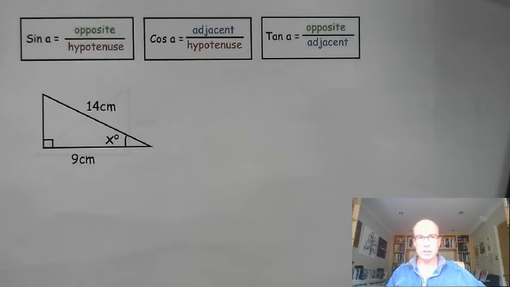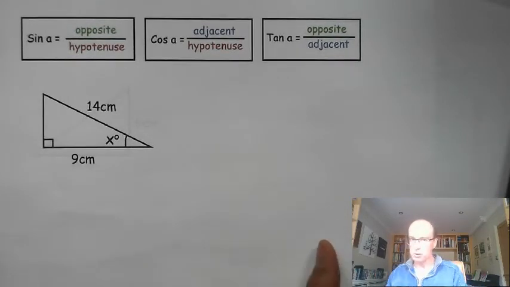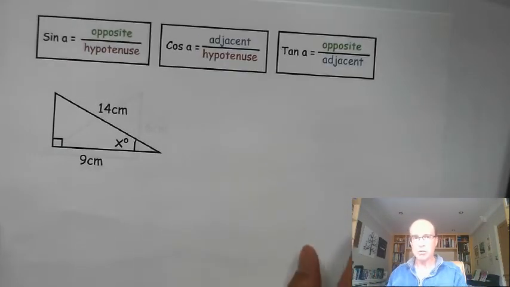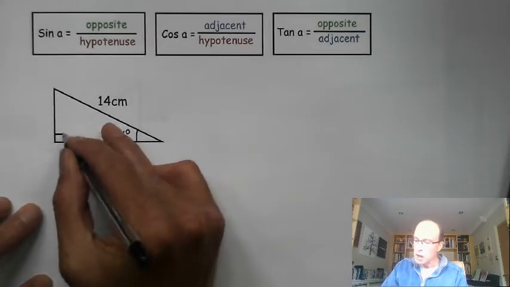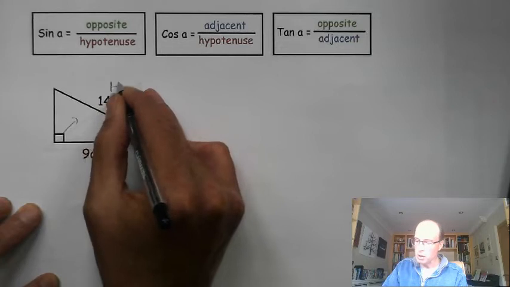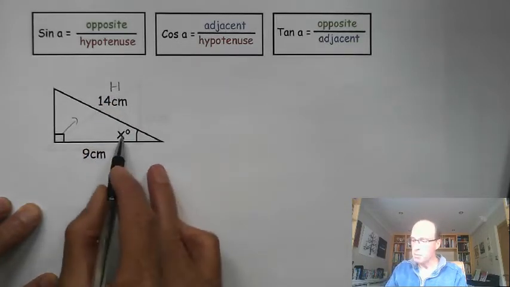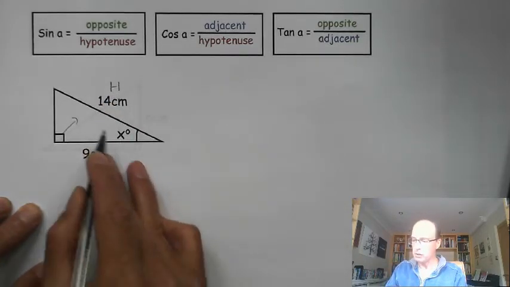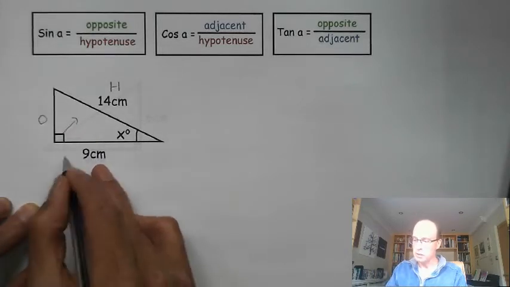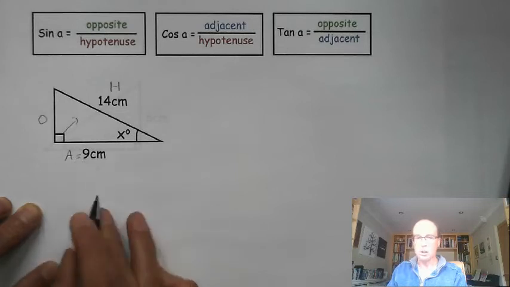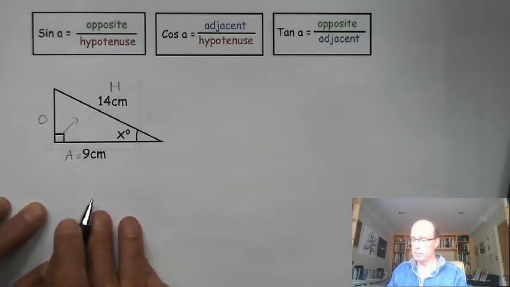Let's have a look at another example. We've got another right angle triangle. I'm going to go through the same steps as before. So first step, I'm going to label up my sides. Opposite my right angle is my hypotenuse. Opposite the angle that I'm trying to find, my angle X, is going to be my O. And the side that's left is my adjacent side, which I am going to call A.